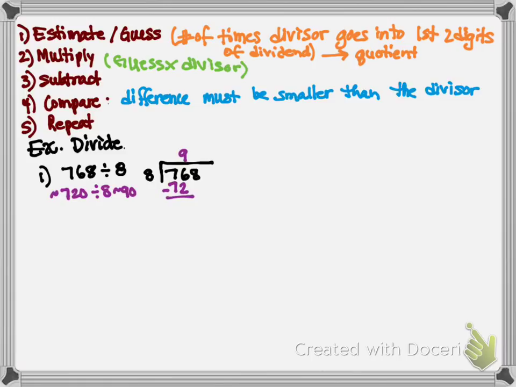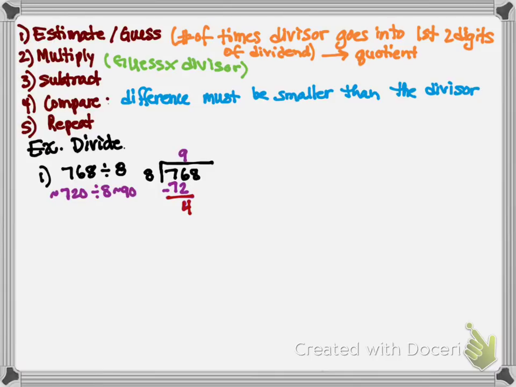Then we subtract. And then we have 6 take away 2 is 4, and 7 take away 7 is 0. Now this is where we compare. As long as my divisor is larger than my difference, I'm good. If the difference is larger than the divisor, it's bad. Okay? I didn't guess high enough.